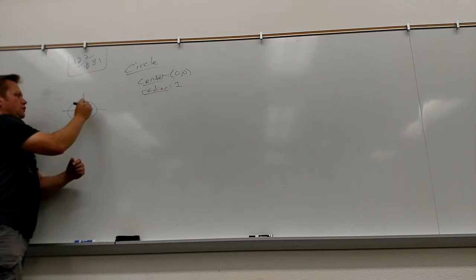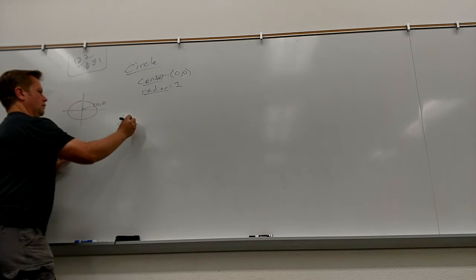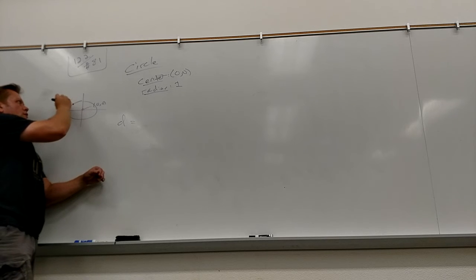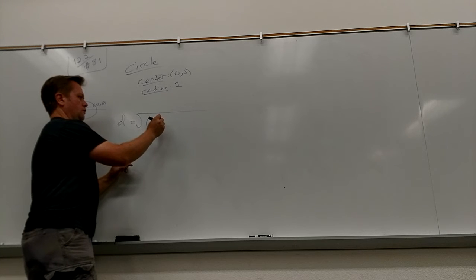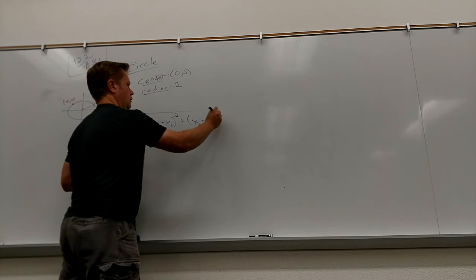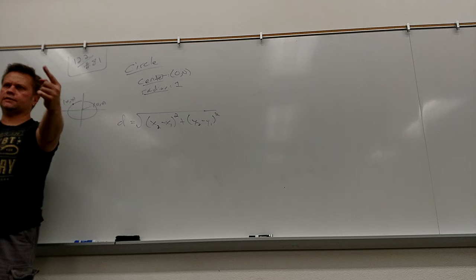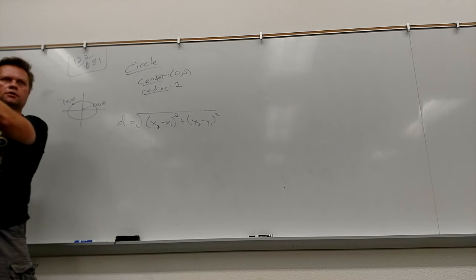I say, here's 0, 0. The definition of a circle is that all the points on the circle have to be the same distance from the center. Distance. Does anybody remember the distance formula? Yep, square root of x2 minus x1 squared plus y2 minus y1 squared. Remember that was just the Pythagorean theorem. The x side is going to be x2 minus x1. That's how long it is. The y side is going to be y2 minus y1.